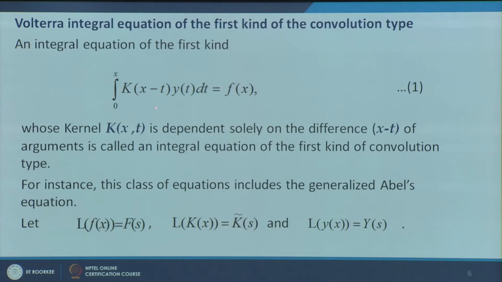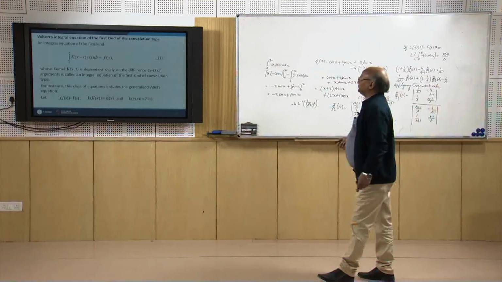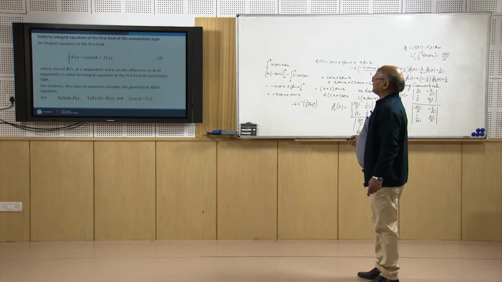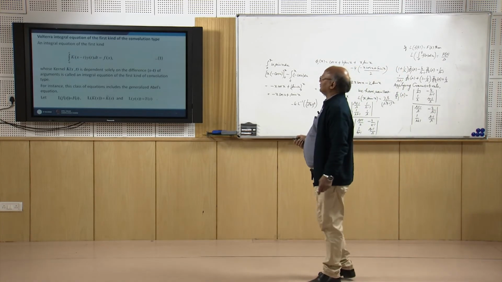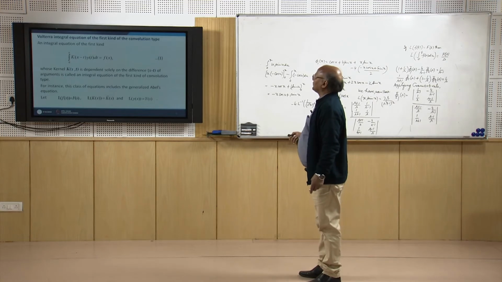Now, if you recall, when we did the first lecture on linear integral equations, there we had discussed how linear integral equations arise in the study. So, there the first equation that we had discussed was Abel's integral equation, and that Abel integral equation, which arises from a problem in mechanics, is an integral equation of this type. So, that is an example of an integral equation of the first kind of convolution type.